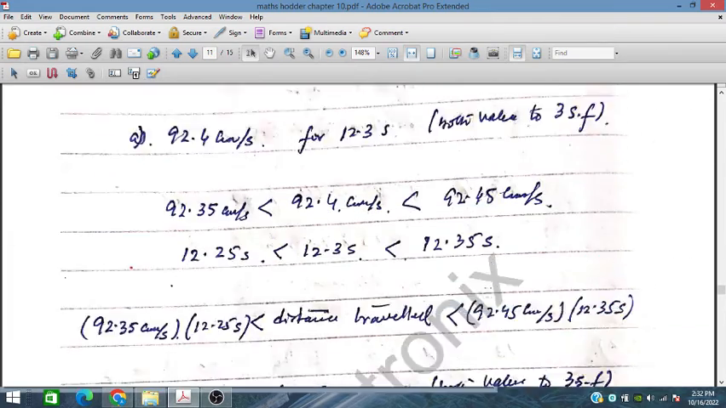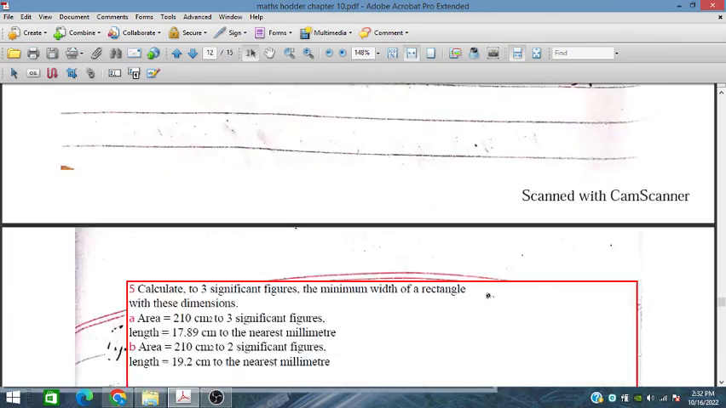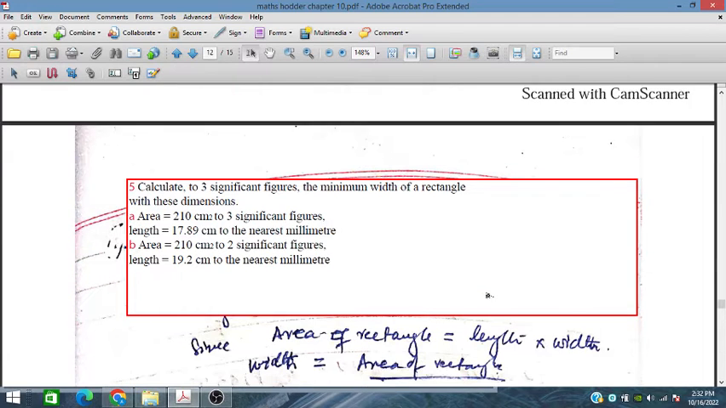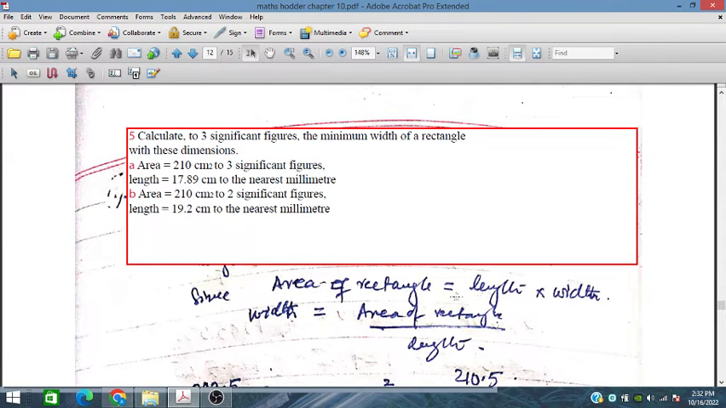So let's move to the next question: calculate, to two significant figures, the minimum width of a rectangle with these dimensions. The area is given as 210 centimeter square to three significant figures, and the length is given to the nearest millimeter. So this is the area, second part.